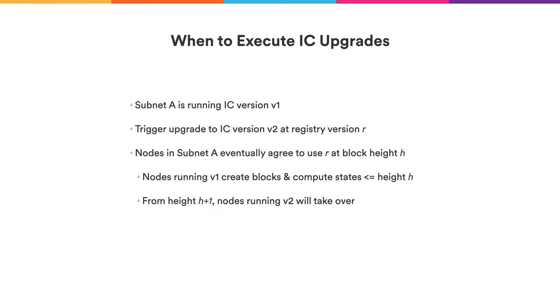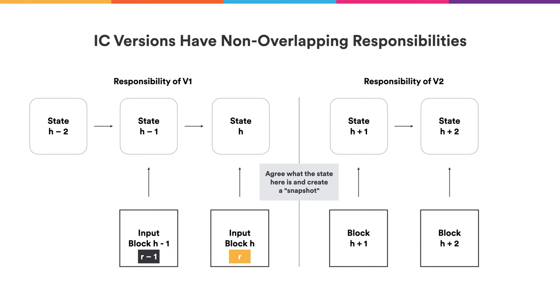Let's have a look at the overall process so far. We have a subnetwork A, which is running IC version V1. Then we are triggering an upgrade to version V2 at registry version R. Now, nodes in subnetwork A will eventually agree to use that new version at registry version R at a certain block height H. Now, what's going to happen is that nodes running version V1 will create blocks and compute state up to and including that height H, and we will have the new versions, the V2 nodes, take over at height H plus 1. Between states H and H plus 1, we now need a snapshot, which allows us to carry over from one version to the next. Luckily, in the Internet Computer, we already have a concept to do exactly that, called a catch-up package.